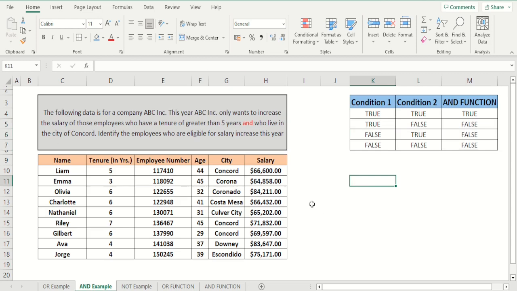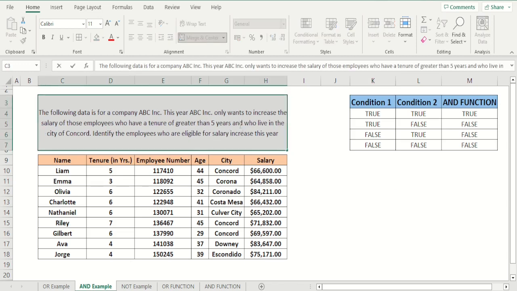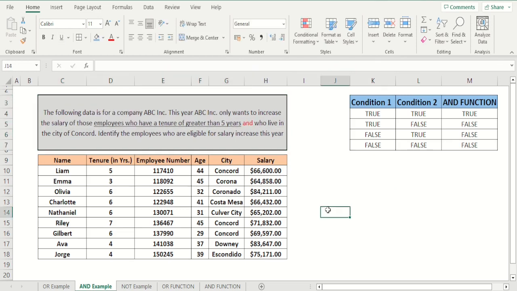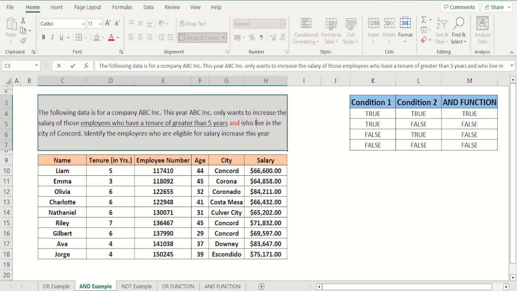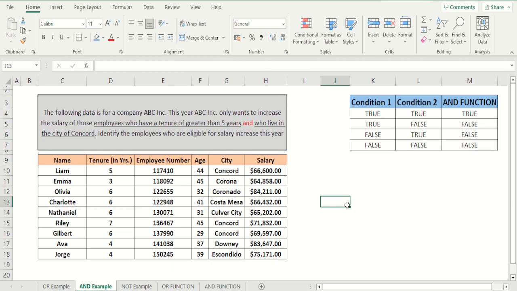So in this problem, what is required is that this company is only going to increase the salary of those employees who have a tenure of greater than 5 years. So that's our first condition right there, and who live in the city of Concord. You can see that we have the same two conditions as the last problem. The only difference is the operative word here is AND. The Boolean operator for us has changed.